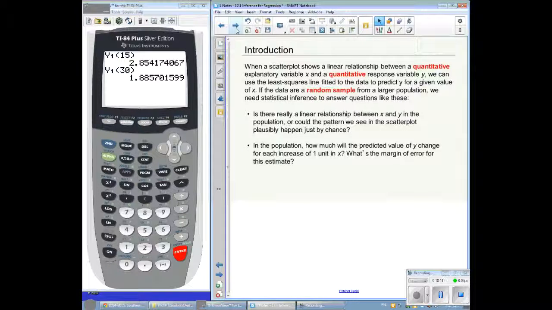So we can use the least squares regression line fitted to the data to predict a y for any given value of x. If our data come from a random sample, then we also can make inferences about the population. And so some of the questions that we try to answer would be like, is there really a linear relationship between x and y in the population? Or could the pattern that we see in the scatter plot plausibly happen by chance? And another question that we might try to answer is, in the population, how much will the predicted value of y change for each increase of 1 unit in x? That's the slope. So we're going to be making some inferences about the slope. We're going to be estimating the rate of change for the population and also testing claims.